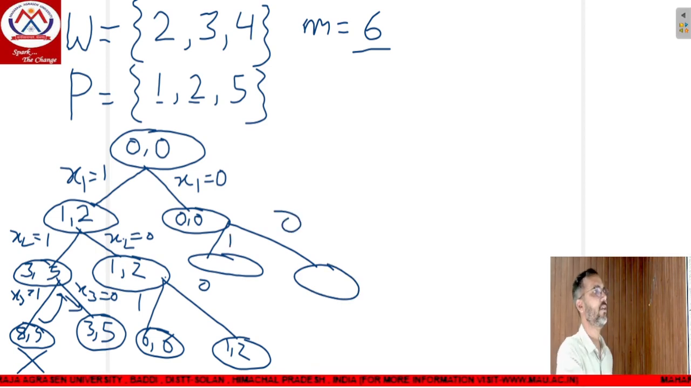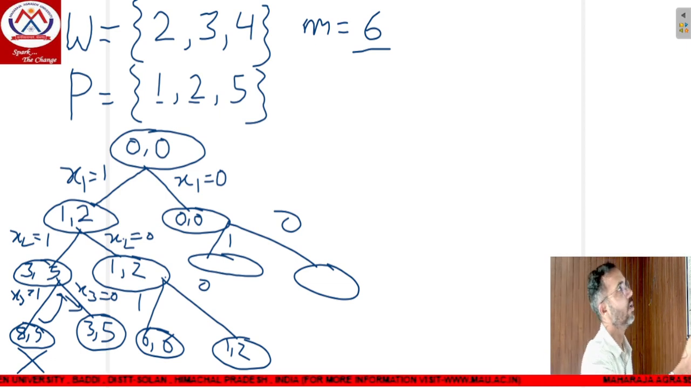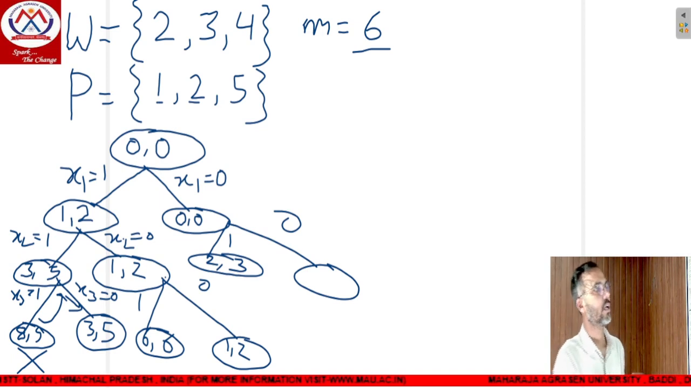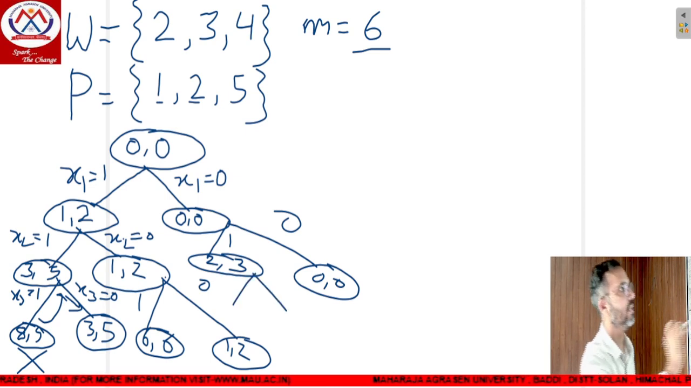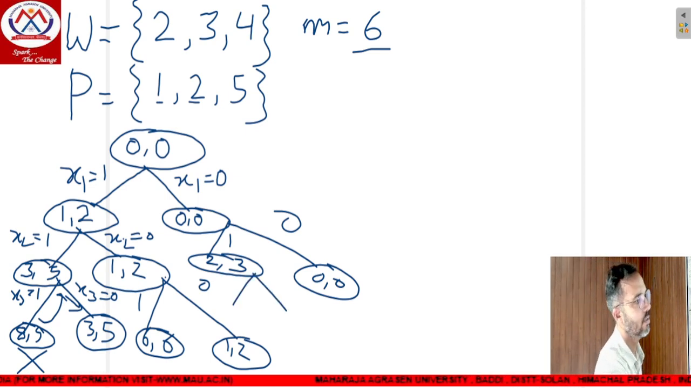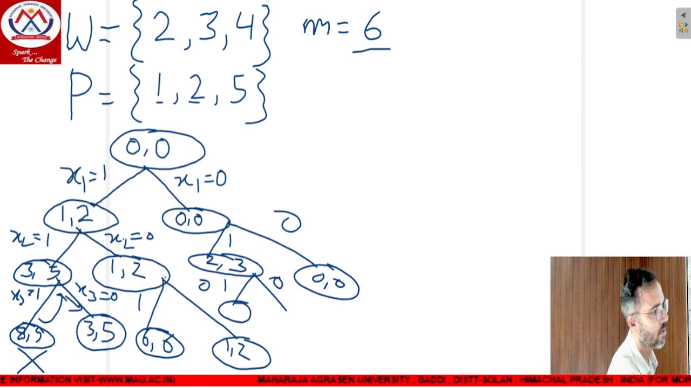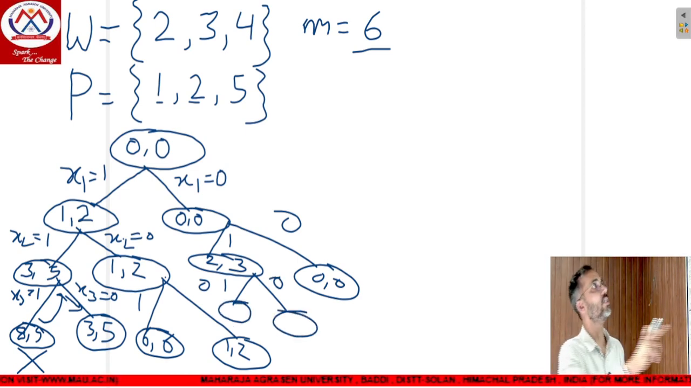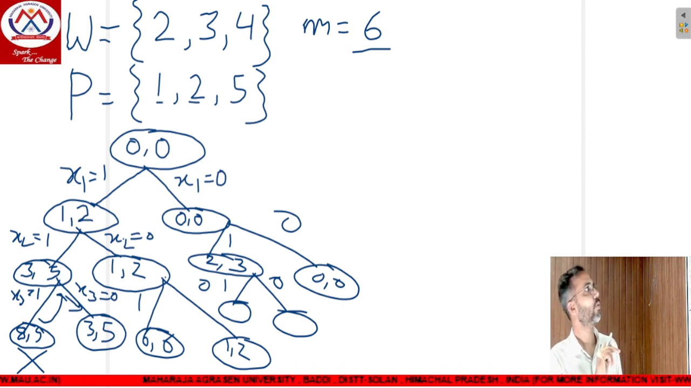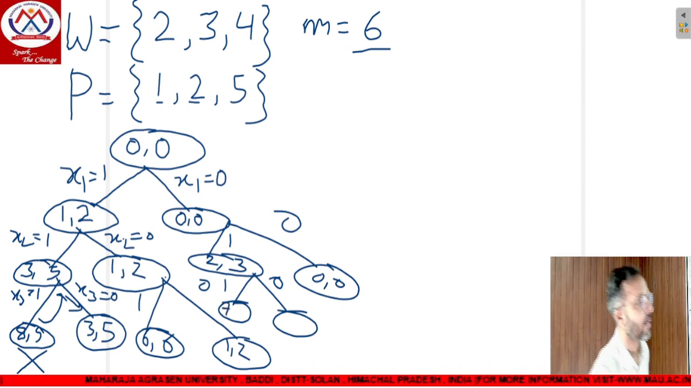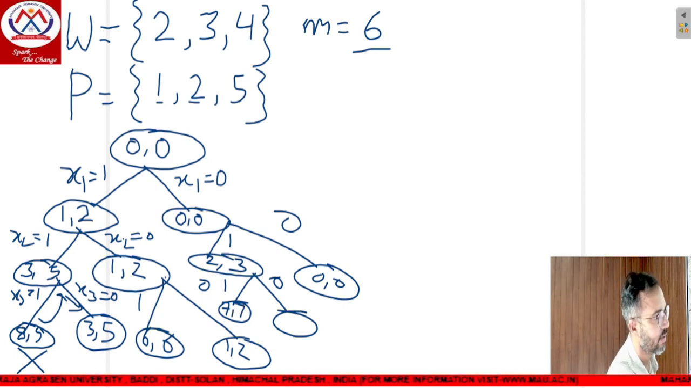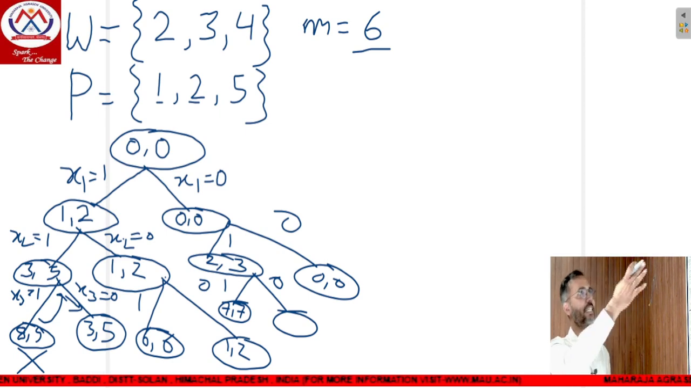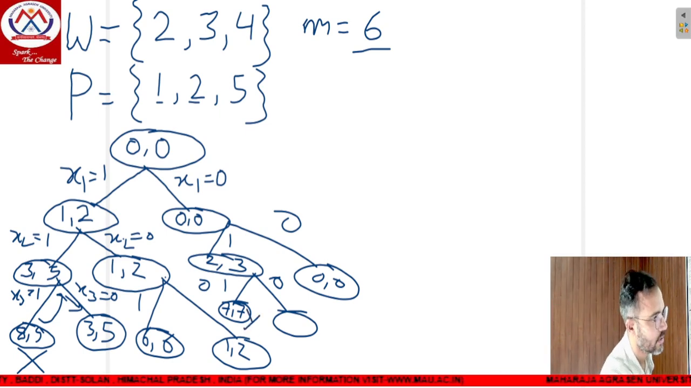We have selected the second value. The profit will be 2, and the weight will be 3, and if we have not selected, then 0, 0. Again we have selected the third value, 1, and the third value we have not selected. The profit will be the third one, that is 2 plus 5, 7, and the weight will be 3, 4, 7. Now it exceeds the limit of the knapsack, that's why we cross that node.